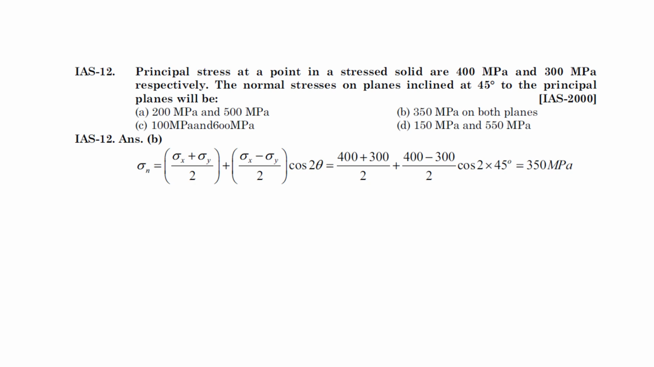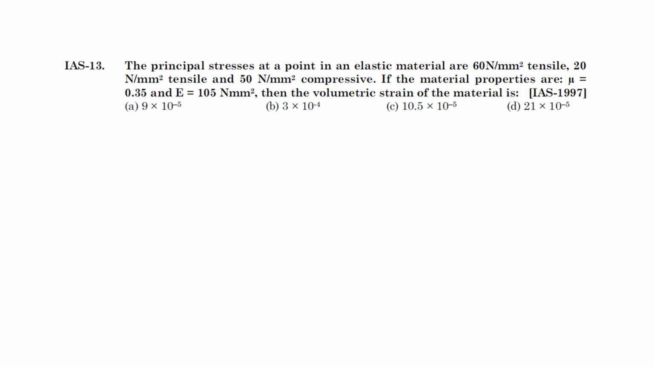We already know the formula: sigma n is equal to (sigma x plus sigma y) by 2 plus (sigma x minus sigma y) by 2 cos 2 theta. Theta is 45, sigma x is 400 and sigma y is 300. Putting in the values, 400 plus 300 by 2, plus 400 minus 300 by 2 cos 90 degrees, you get 350 megapascal. So the answer is 350 megapascal on both planes.